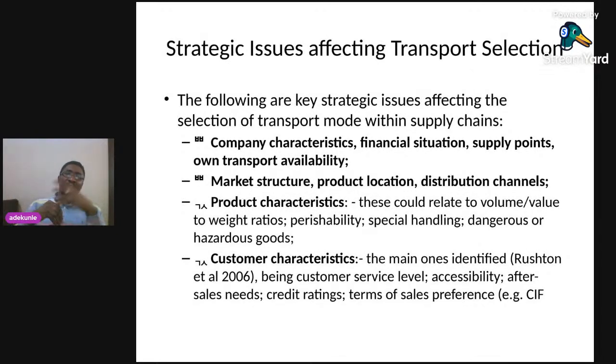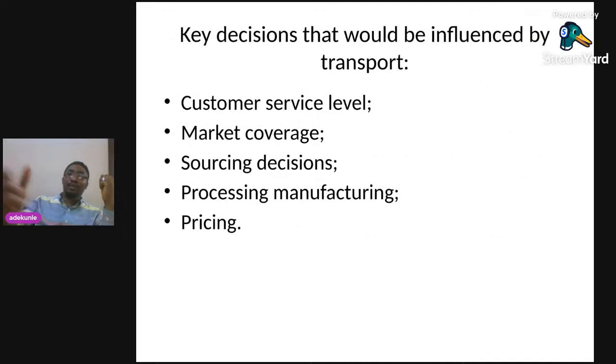In terms of transportation, under customer characteristics, some customers will prefer CIF, some will prefer FOB. CIF is cost, insurance, and freight, to be paid while they are transporting their goods. Some will say, okay, let's do FOB, free on board, where the goods are delivered and you pay. So these are some of the strategic issues to look at in selecting transportation.